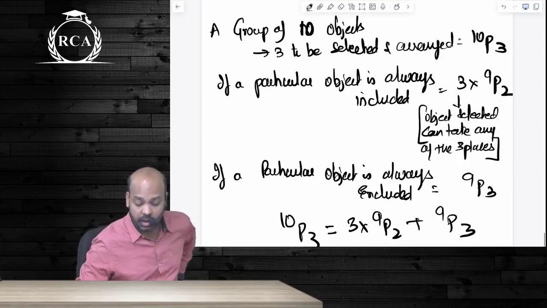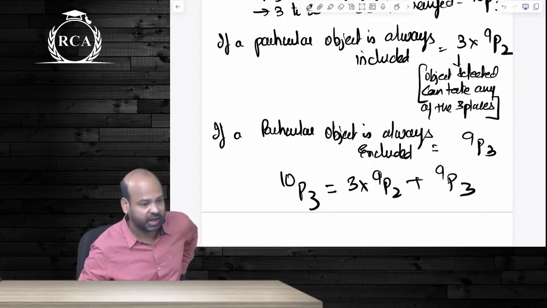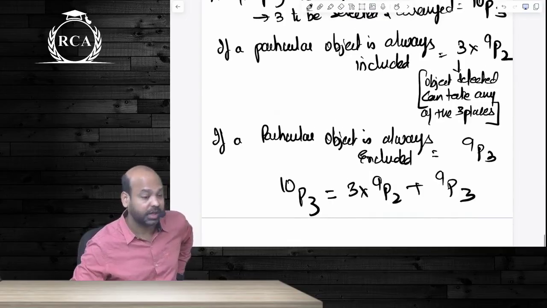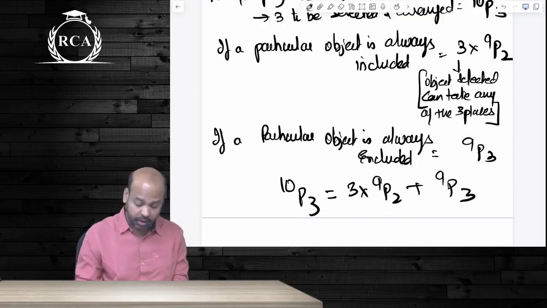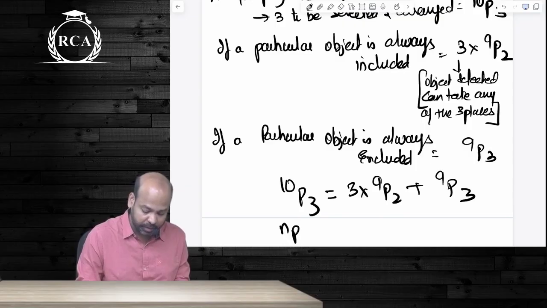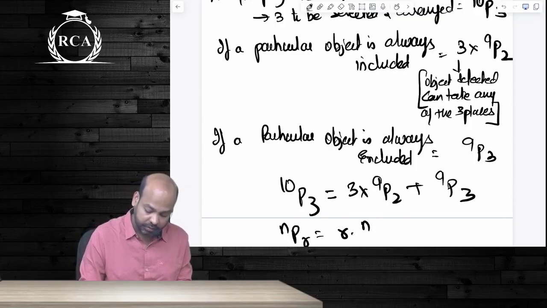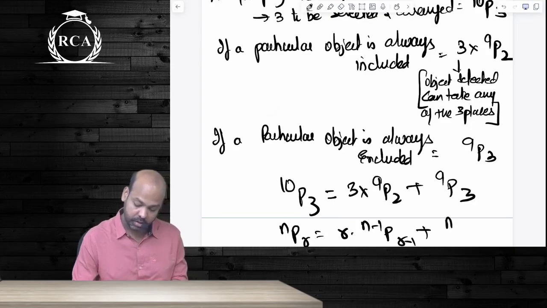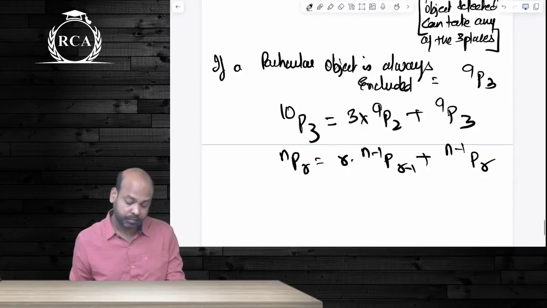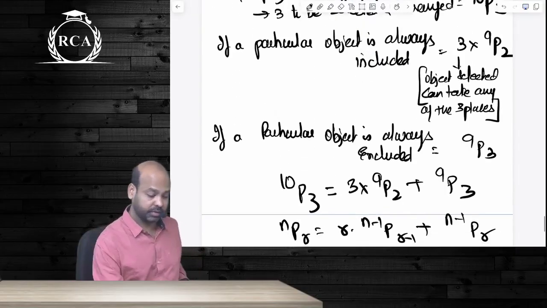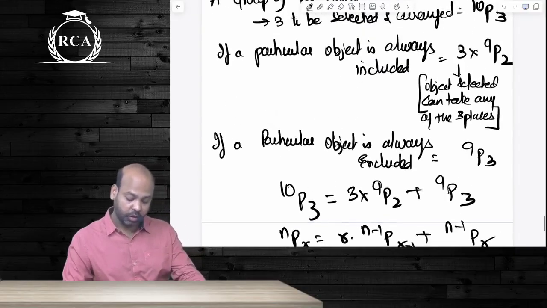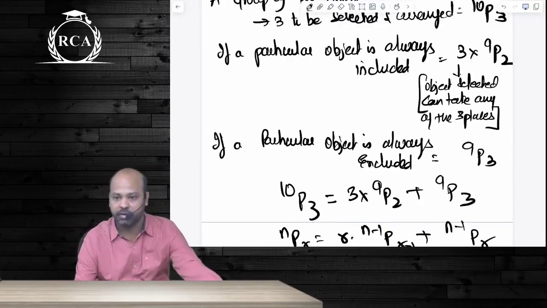Out of a group of 10 objects, if 3 are to be selected, we can divide them into 2 cases: where a particular object is always included, and where a particular object is always excluded. This is the formula we learned, nPr = r × (n-1)P(r-1) + (n-1)Pr. You don't need to memorize nPr, but still. Did you write these cases? If a particular object is always included, if a particular object is always excluded.